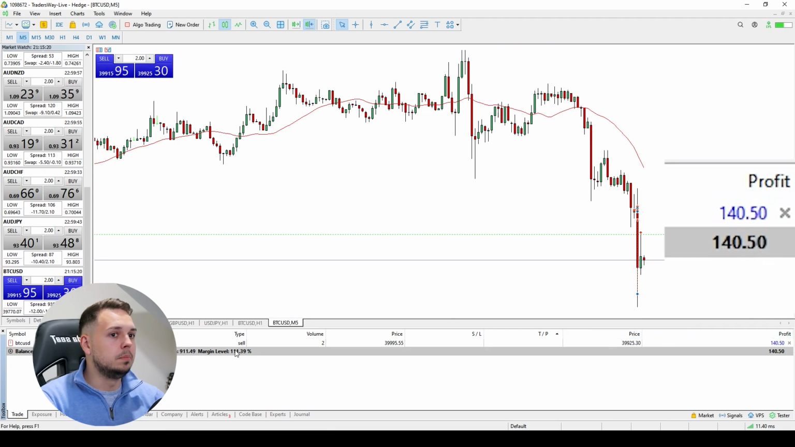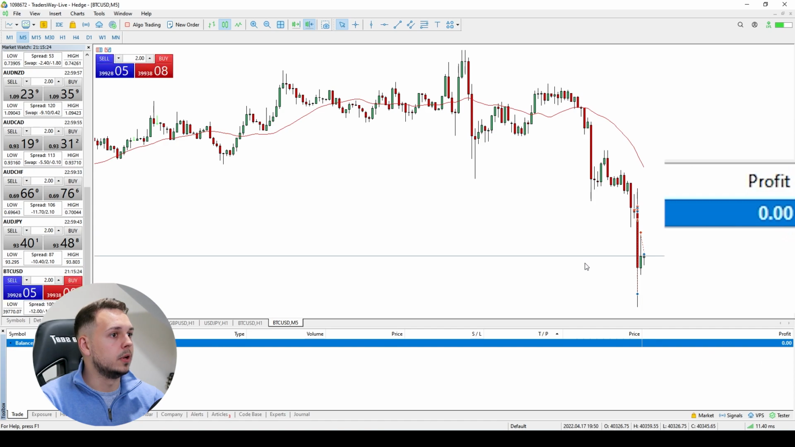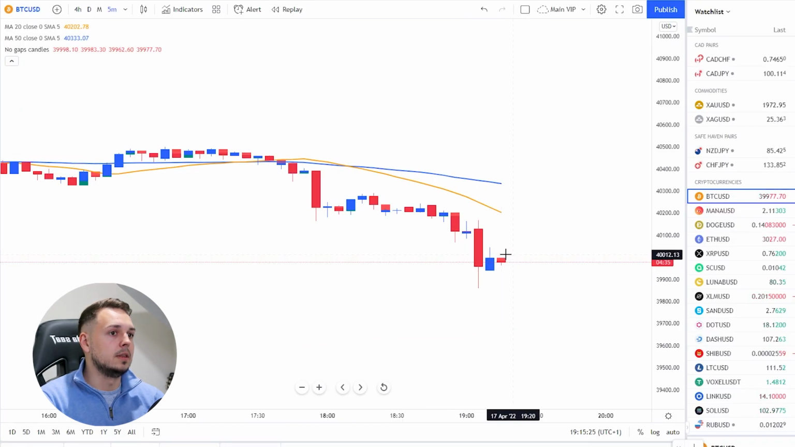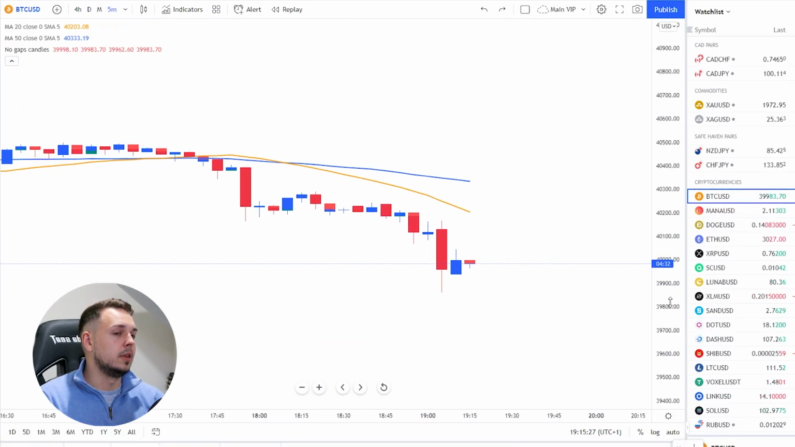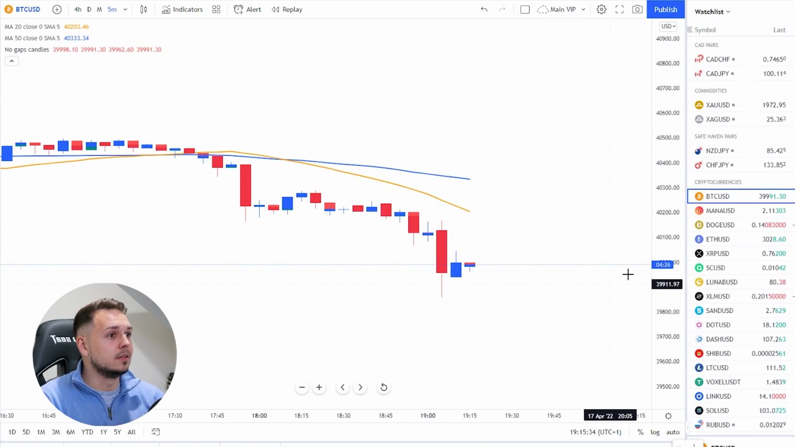So at the moment, Bitcoin US dollar, as you can see, $120 in profit. Just going to close it off. You can see nicely moving towards the downside. I can't place all of the trades. I realize I don't have enough margin to place many trades. So that kind of sucks.